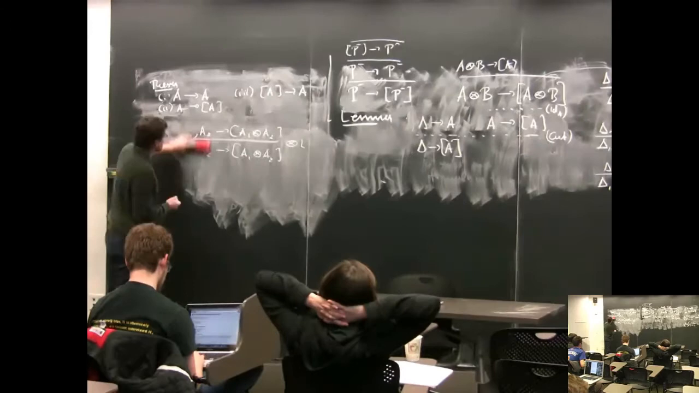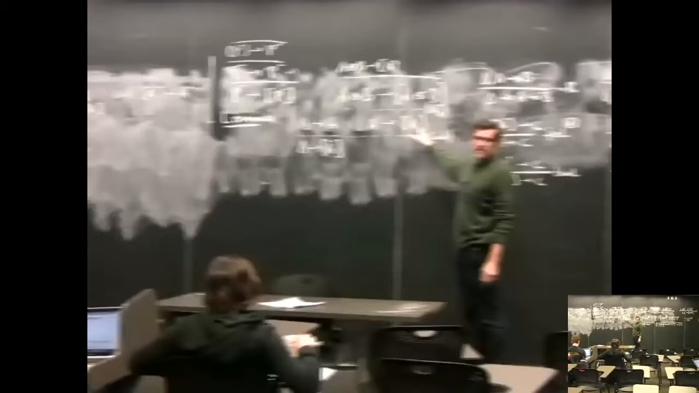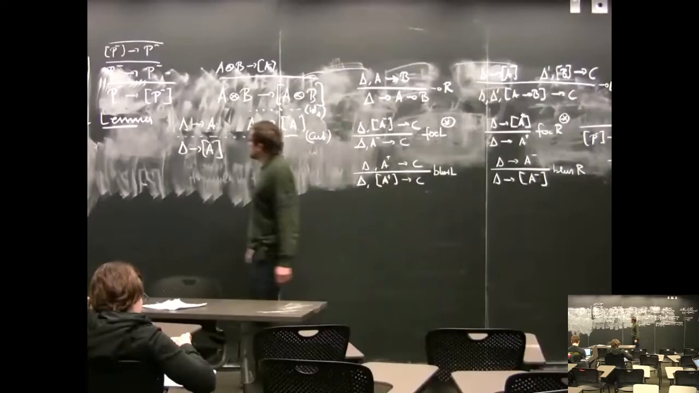So we have the identity. So we have that part here. That was actually part two. That's actually what we needed in order to go from here to here. Now we need to worry about cut. Okay, so we have identity.